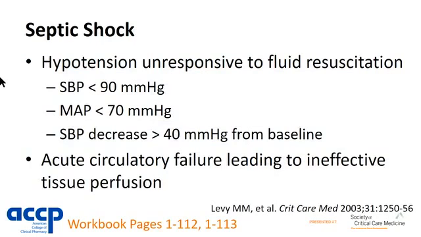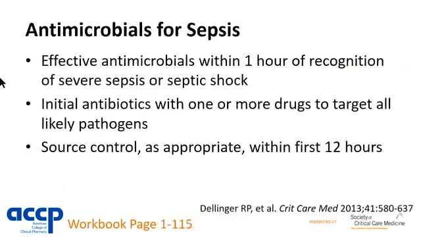Notice here that the definition relies on a MAP less than 70, which is different than your resuscitation parameter, where your target is a MAP above 65. And as we mentioned before, again, shock is best described as inadequate tissue perfusion.